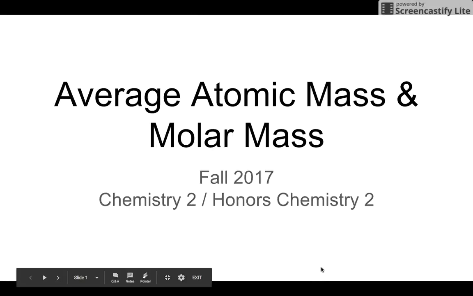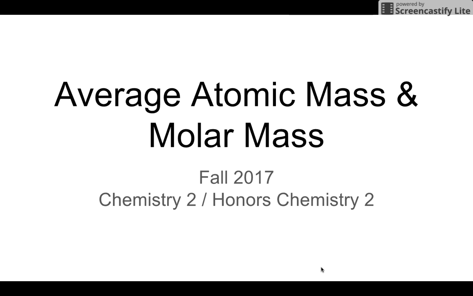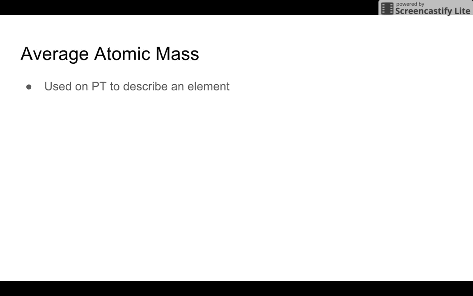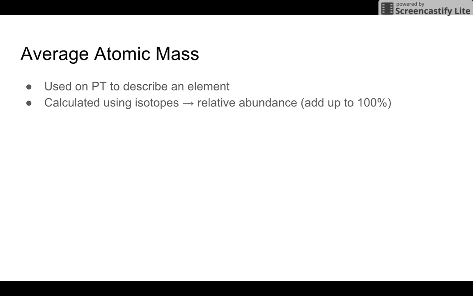Wanted to do a quick tutorial on average atomic mass and molar mass from Friday's class. Remember, the average atomic mass is used on the periodic table to describe an element. We calculate it using isotopes, more specifically the relative abundance of those isotopes, which add up to 100%.